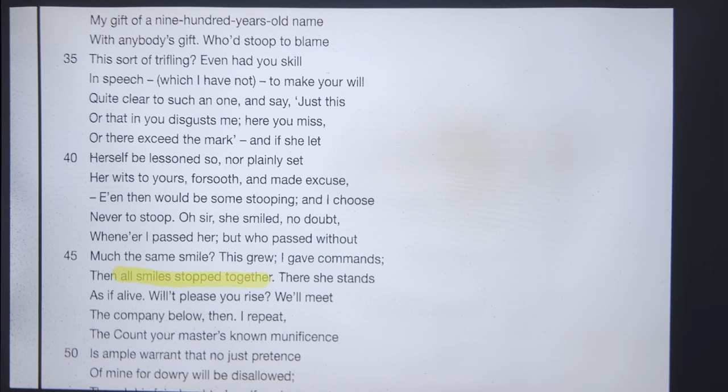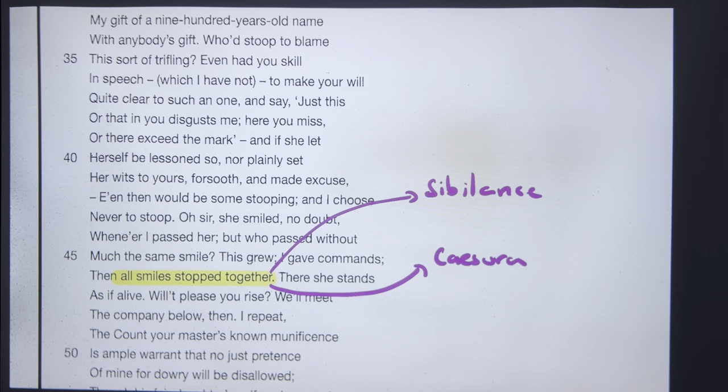And the technique that I would use here is probably the obvious one, guys. I would use sibilance as my technique, and the caesura in the middle of this line. Now, what would I say about these two things?